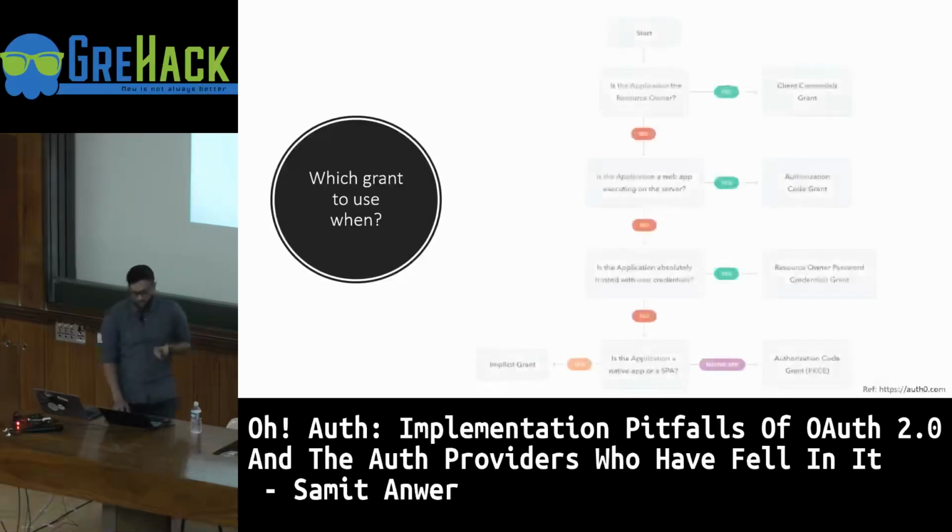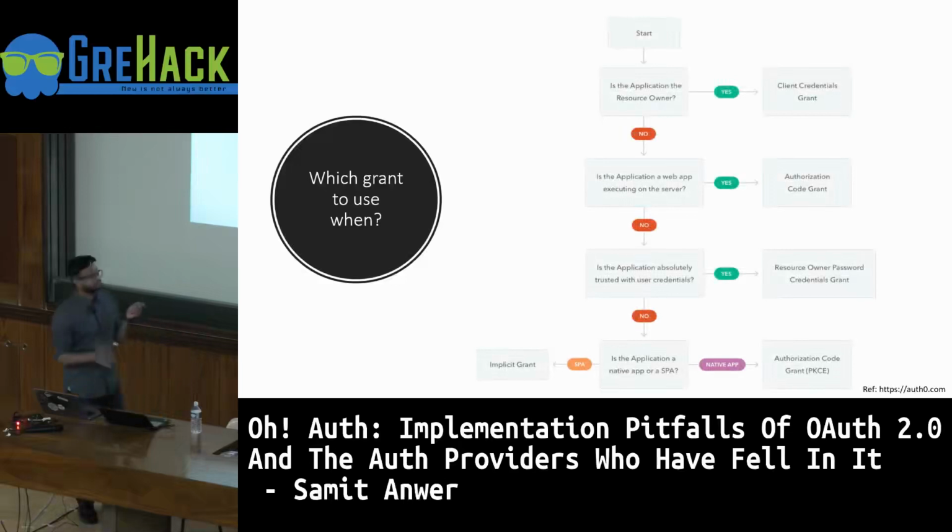So which grant to use when? Simply put, if the application is the resource owner itself. So let's say that Facebook wants to fetch some resources that Facebook itself is owning, like the banner or some details or just the templates or whatever. So Facebook is trying to fetch its own resources. So that's where you go for the client credentials grant.